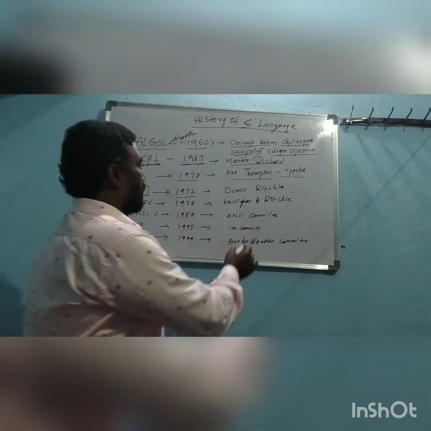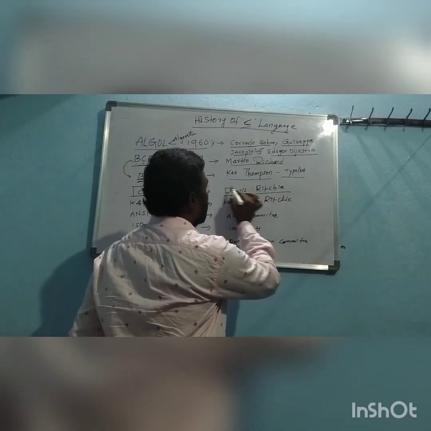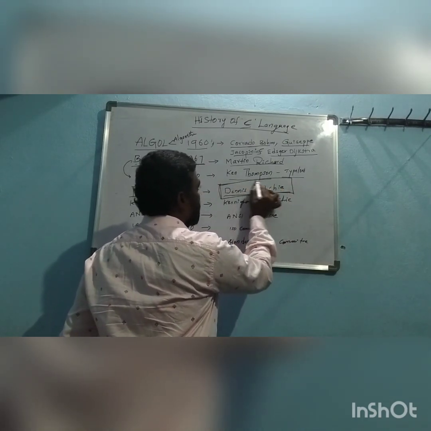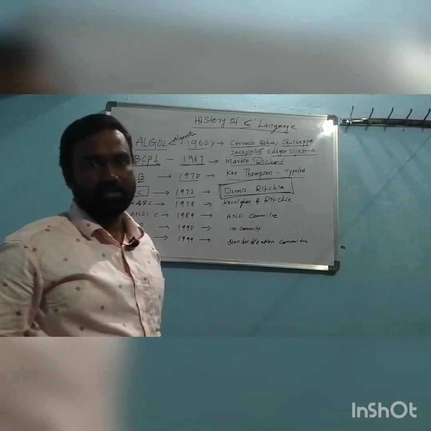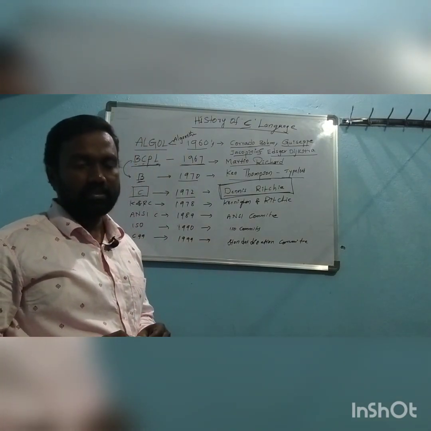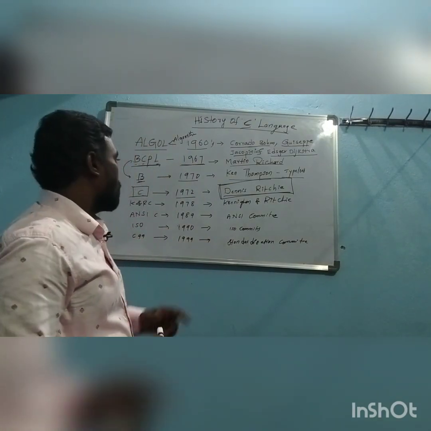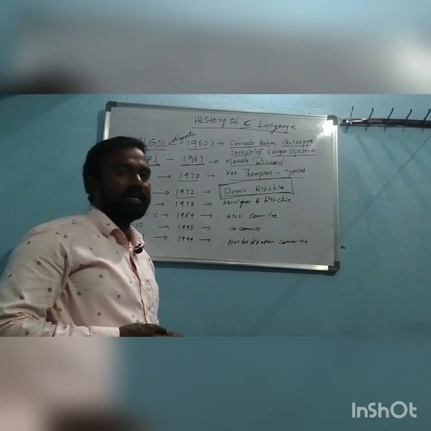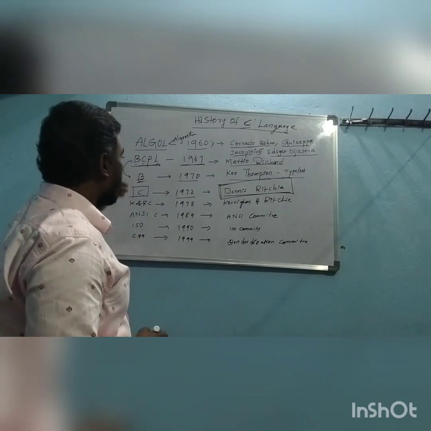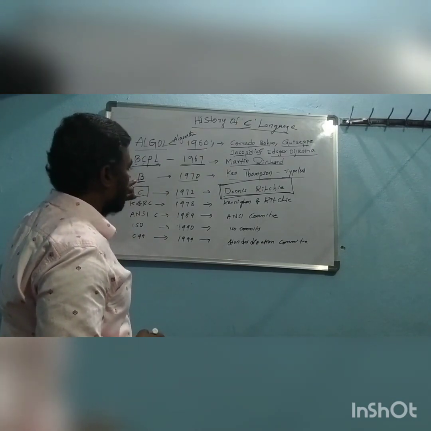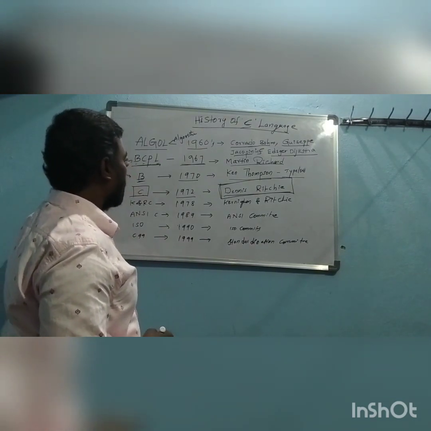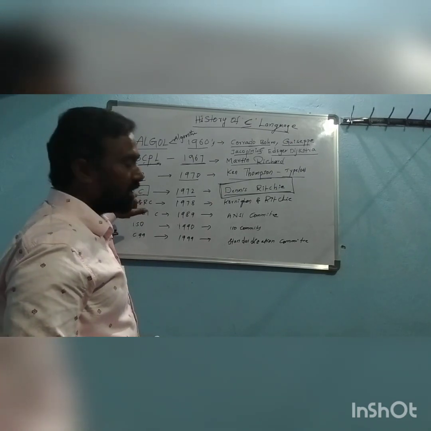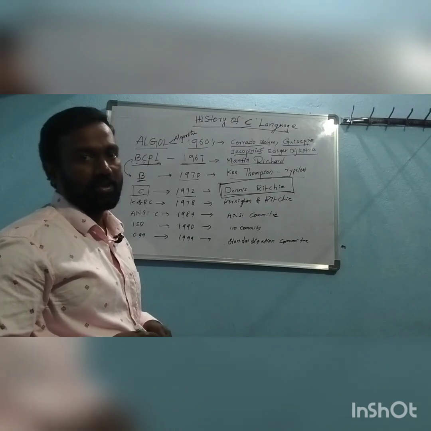By whom? Dennis Ritchie. So the father of the C programming language is Mr. Dennis Ritchie. It was introduced in 1972. What is the difference between C and B language? Some additional features were added to the B programming language. After the letter B the C will come, so that's why they named it the C programming language.